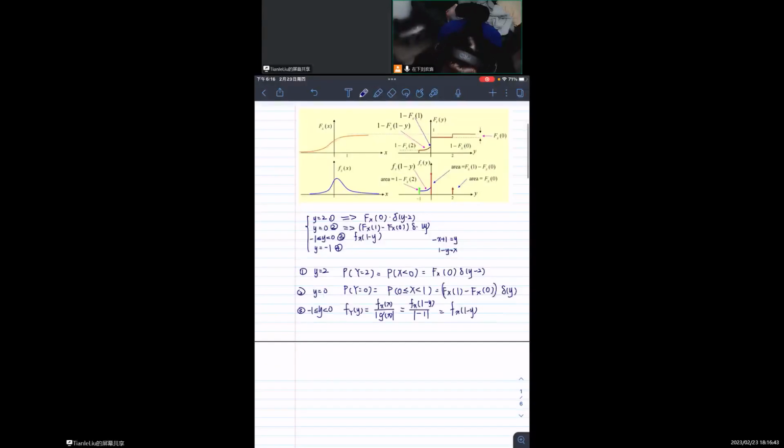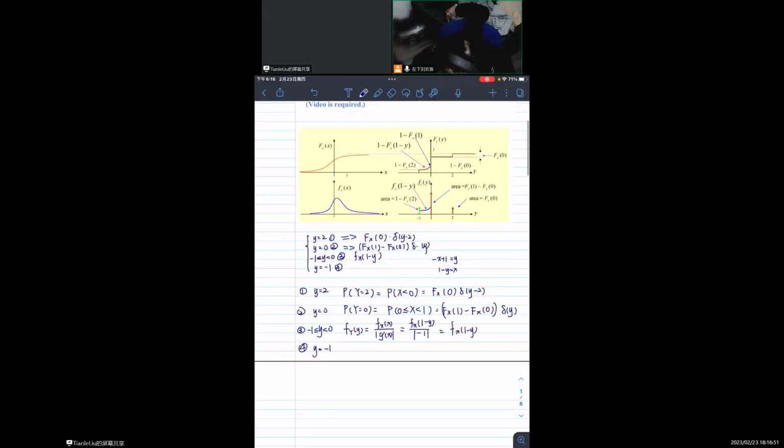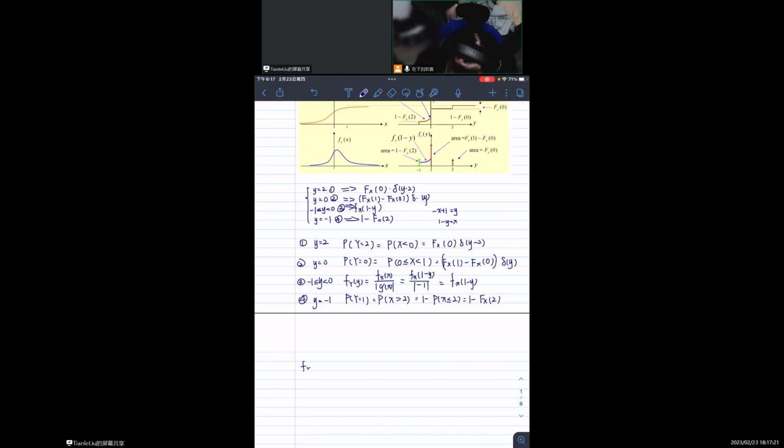For part 4, it's kind of similar. We only need y equals -1, with the probability of y equals 1 equal to the probability of x larger than 2, which is 1 minus the probability of x less than or equal to 2, which is 1 minus Fx(2). So we solved all of the probability function for y.